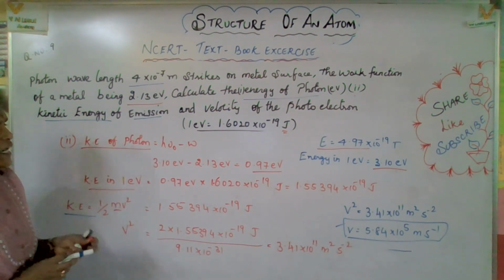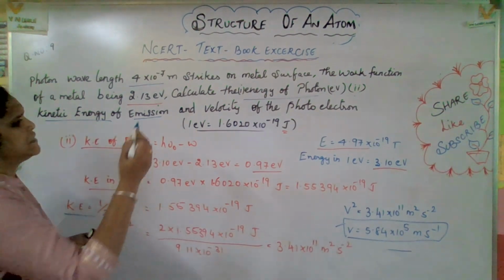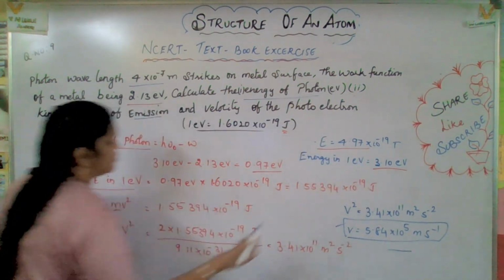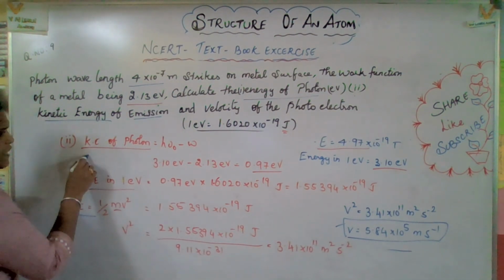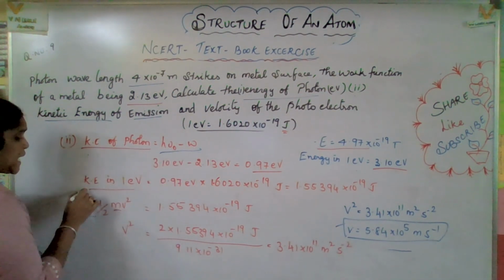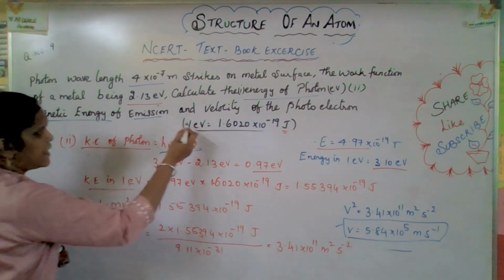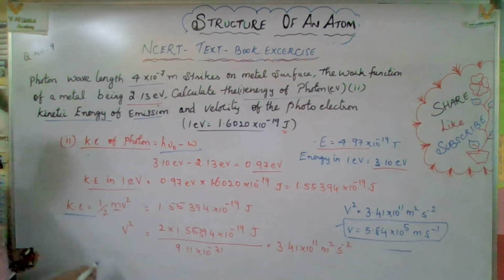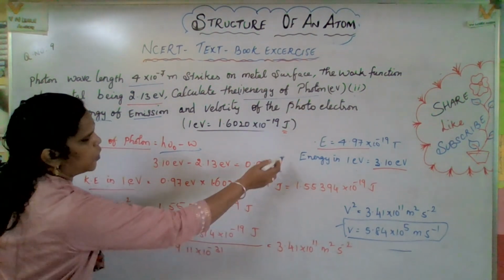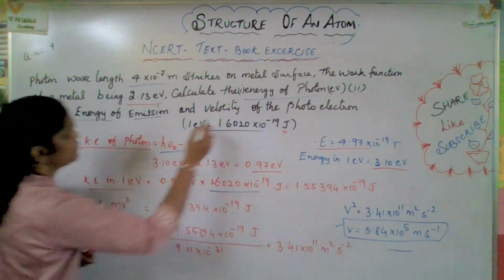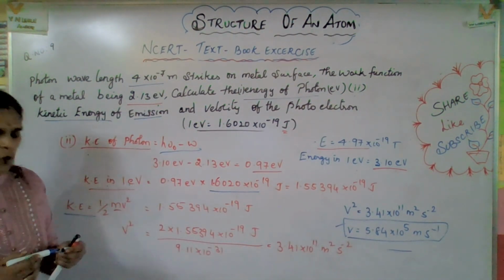I think you got a clear idea of all the answers. This is the energy of the photon and the energy in electron volt. The same way, the kinetic energy and the kinetic energy in joules, and the velocity of the photoelectron. I hope you got all the answers. This is the second answer and this is the final answer. Hope you got a clear idea about this question.